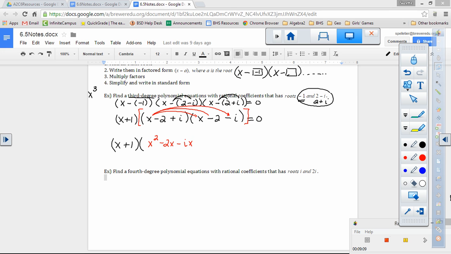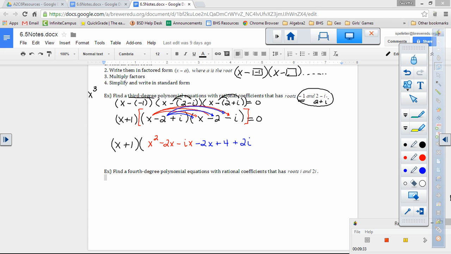Now let's do distributing the -2 in blue. So -2 times x is -2x. -2 times -2, positive 4. -2 times -i is positive 2i.